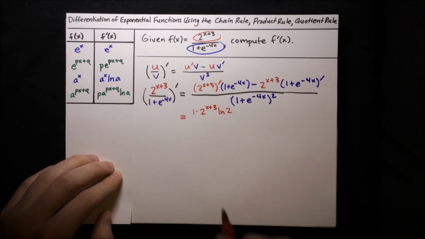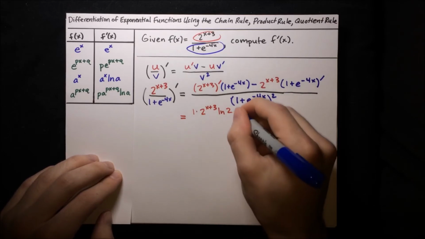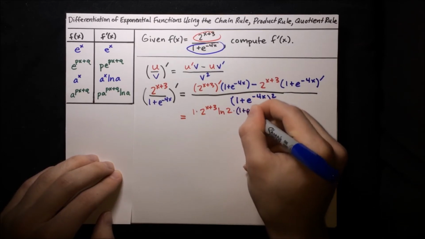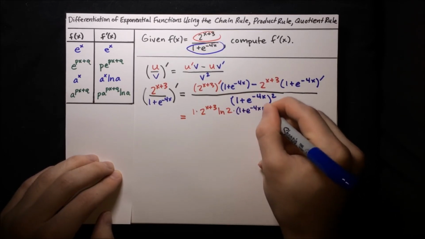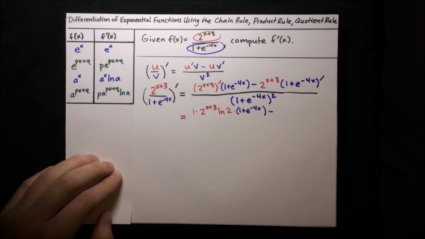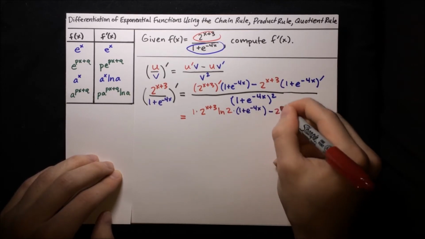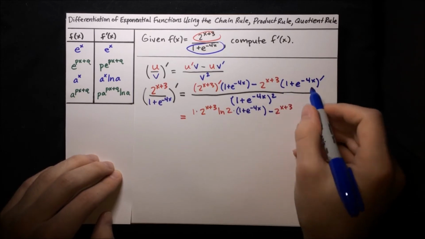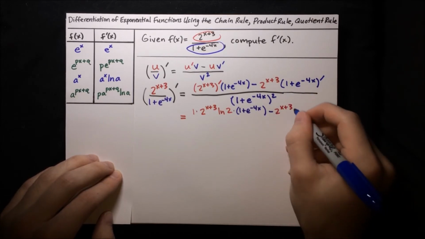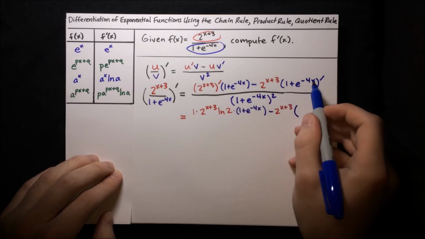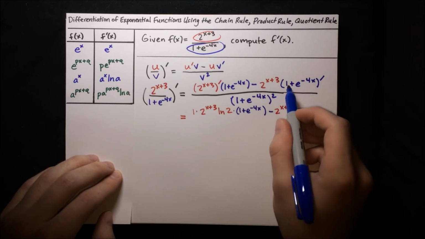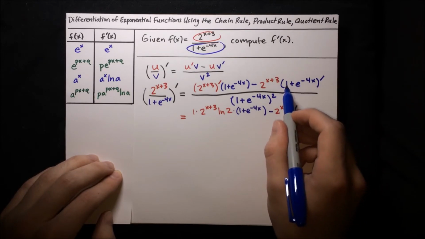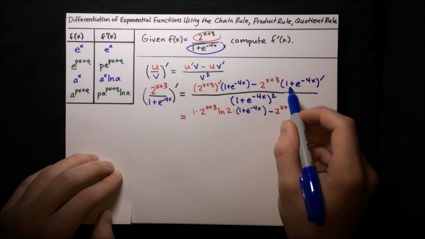Okay, so that then times 1 plus e to the negative 4x, and then minus 2 to the x plus 3 times the derivative of 1 plus e to the negative 4x. Okay, so let's go ahead and compute that. Let's break the derivative up over the sum. The derivative of the constant 1 is just 0, so we can forget about that.